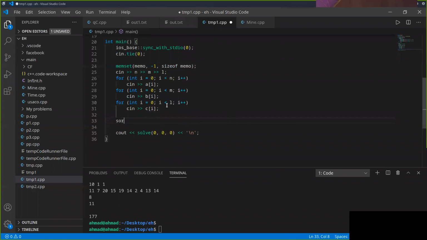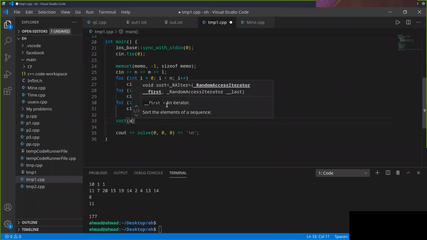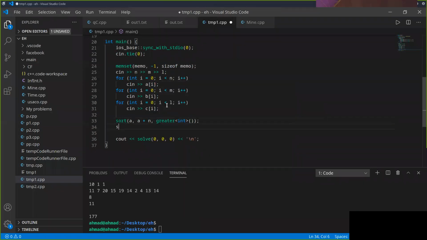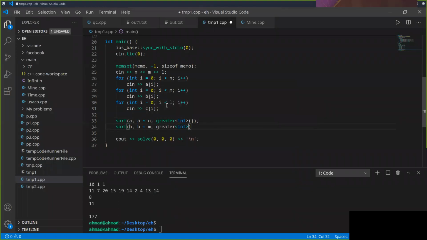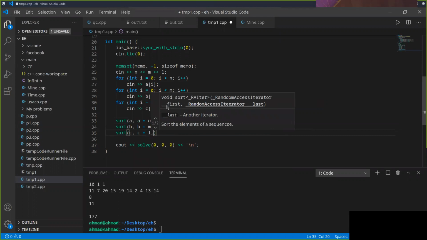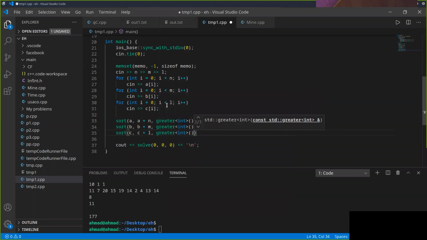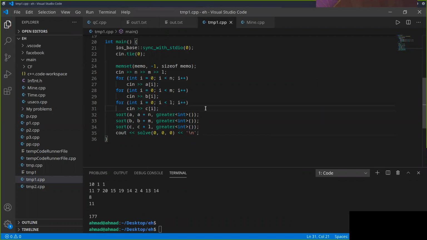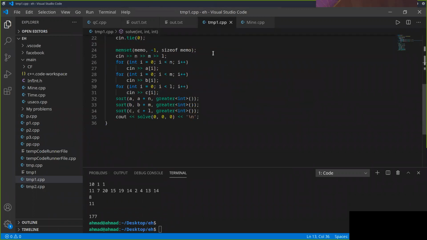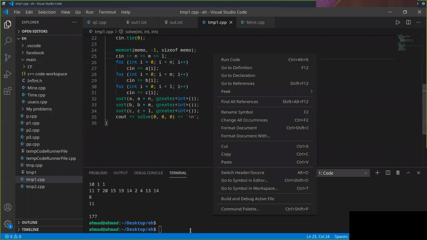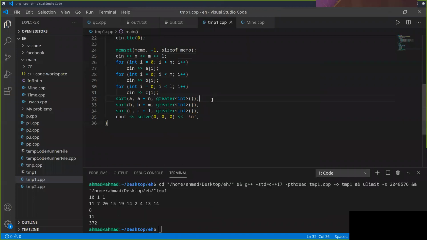So I should sort A, B, and C in descending order. Right. So sort A plus N in descending order. So that should be it. Okay.